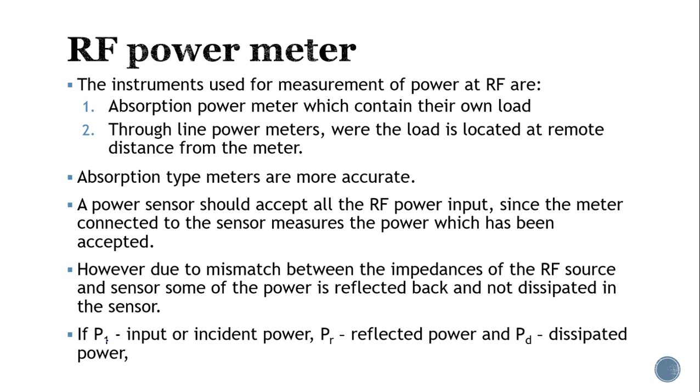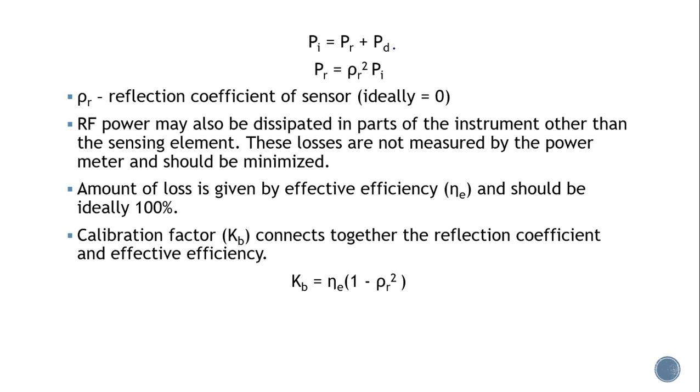Suppose PI is your input power, PR is your reflected power, and PD is the dissipated power. So PI will be the sum of your reflected power and the dissipated power. It is given over here. And your reflected power can be represented as rho R square into PI, where rho R is the reflection coefficient of the sensor. Ideally, it should be 0 because you want the reflected power to be 0. It should not reflect any power.